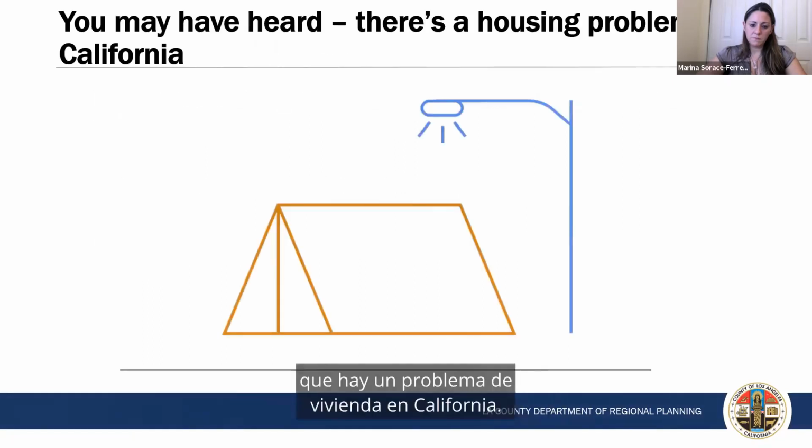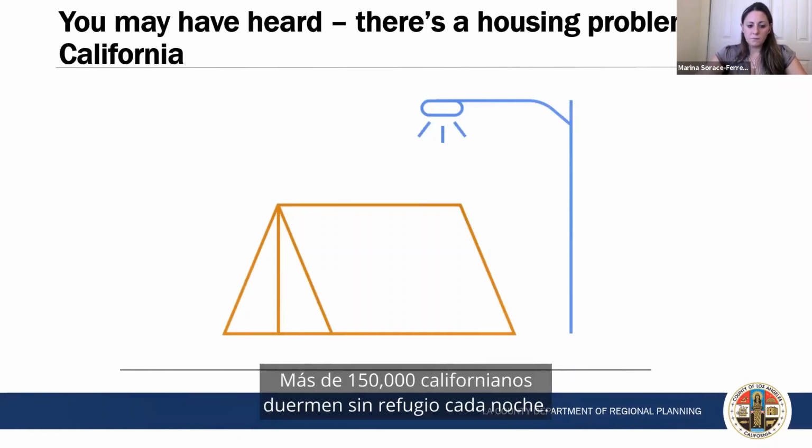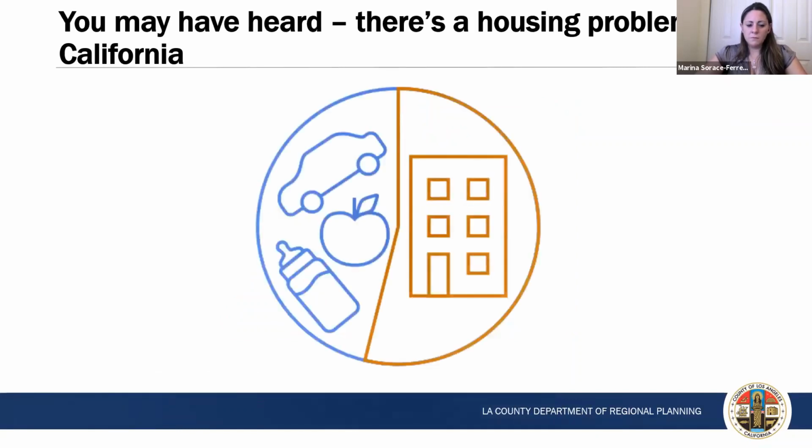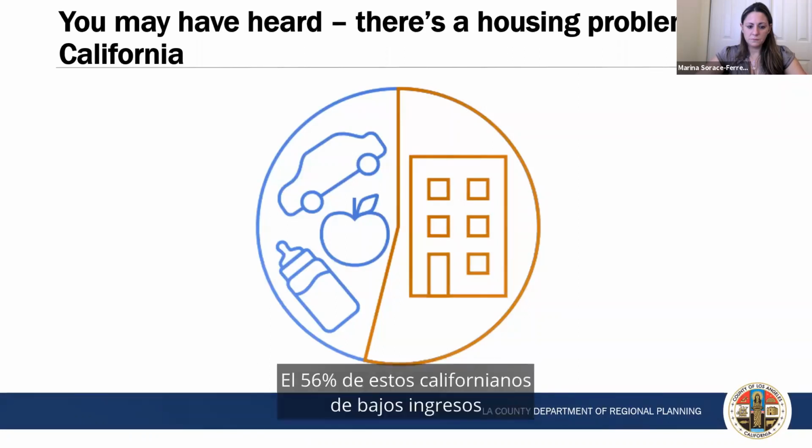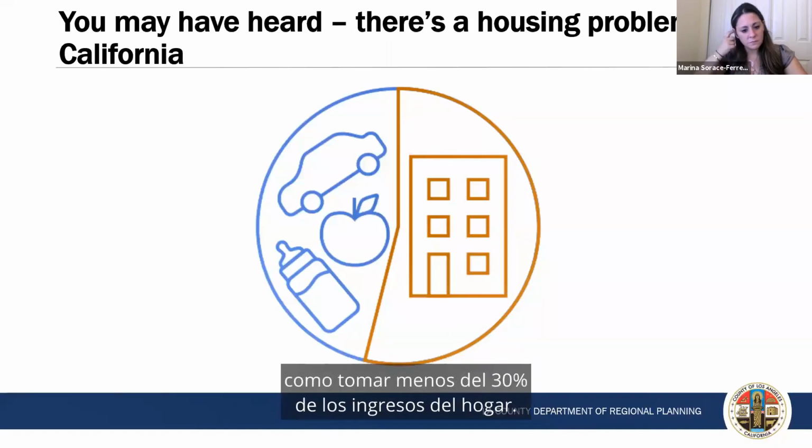You may have heard there's a housing problem in California. Over 150,000 Californians sleep without shelter each night. 7.1 million more Californians live in poverty when housing costs are taken into account. That is approximately 1/6 of the state's population. 56% of these low-income Californians see more than half of their paycheck go to rent. Housing you can afford is typically defined as taking less than 30% of the household income.